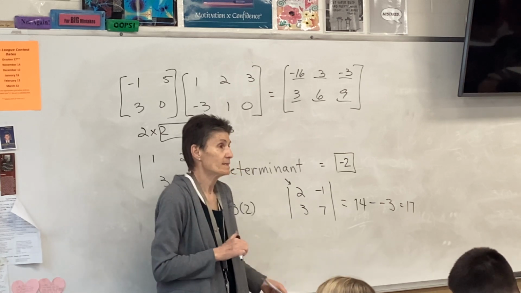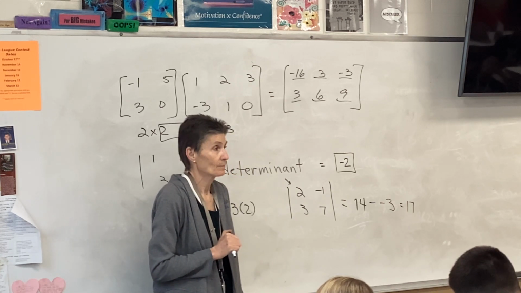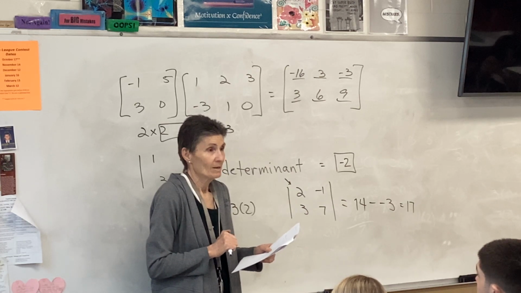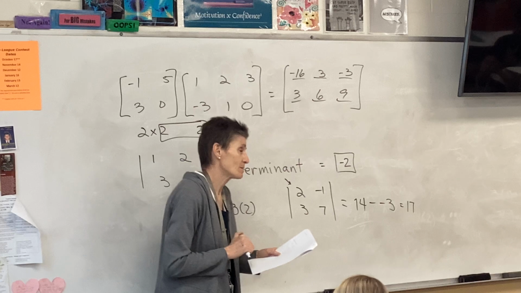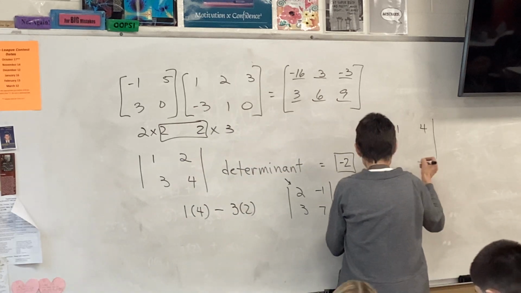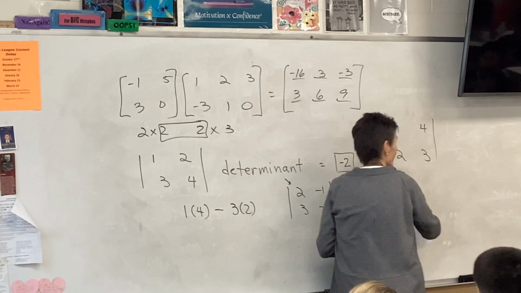Watch your arithmetic. What did you get? 11. Okay, I hear about 6 different answers. This is not good. All right, watch your arithmetic. I would suggest maybe you even write it down.